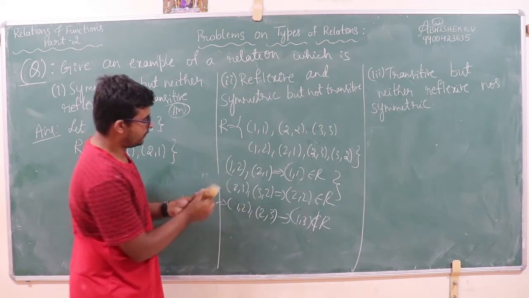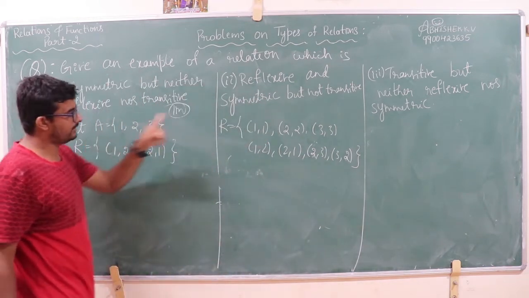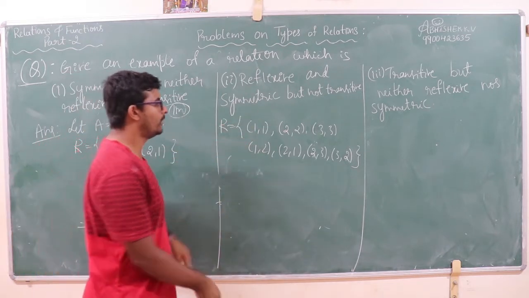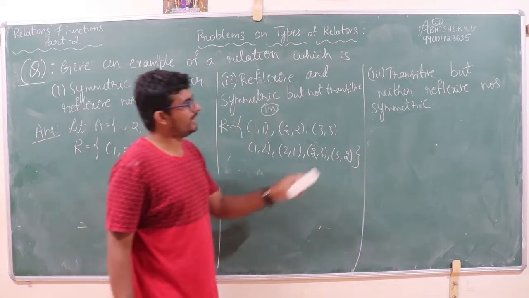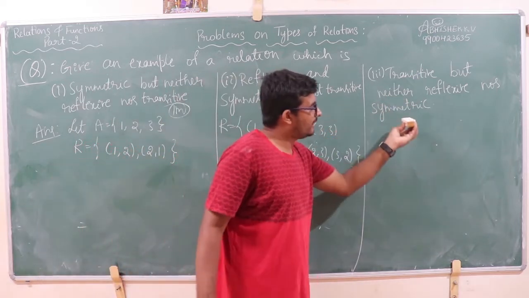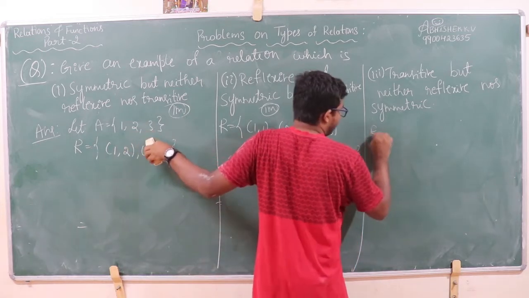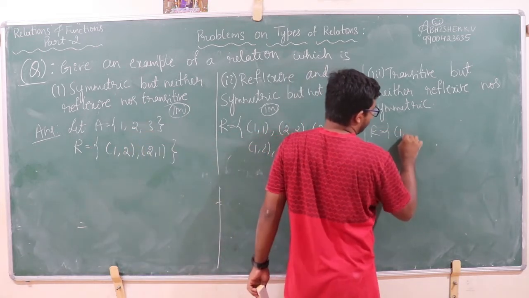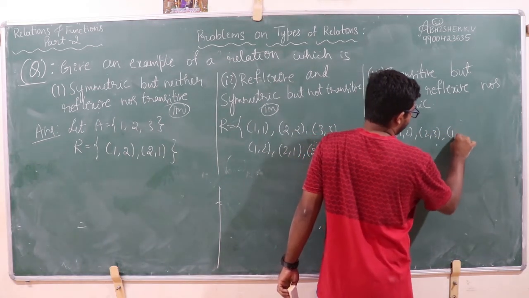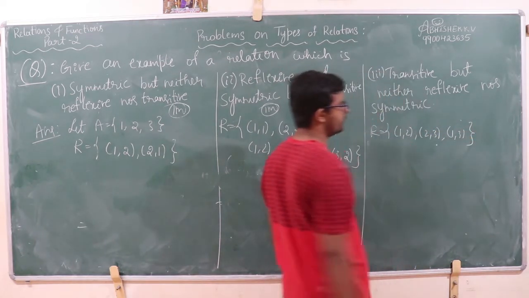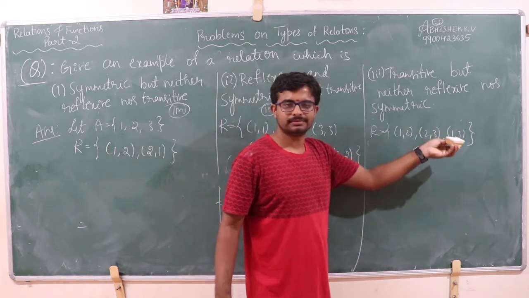Yes, so it is enough to write this set A and this relation R. This is also for 1 mark for your annual examination. Yes, look at the next one. Transitive but neither reflexive nor symmetric. See, for the same set A, relation R is equal to {(1, 2), (2, 3), (1, 3)}. This is more than enough. (a, b), (b, c), (a, c).